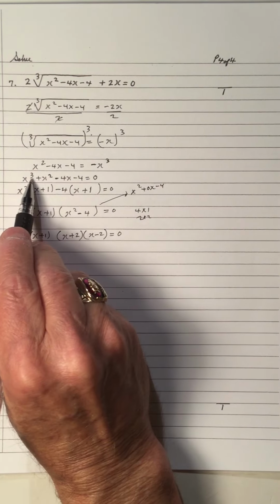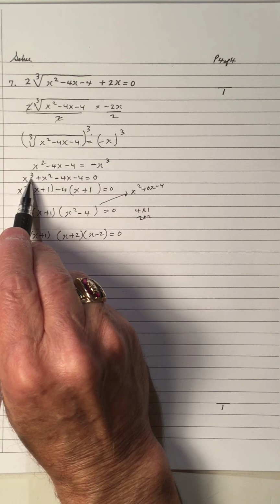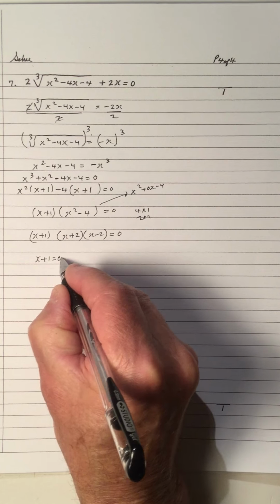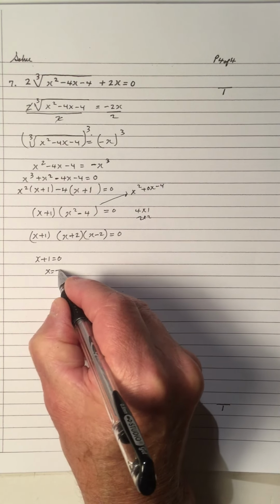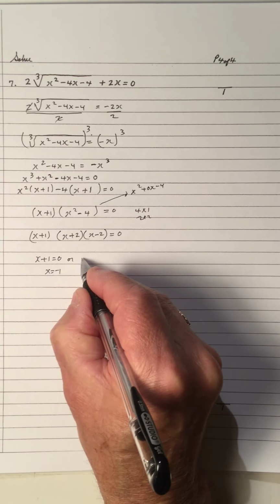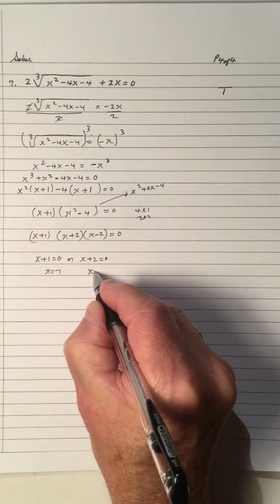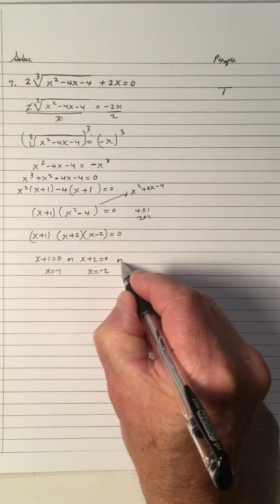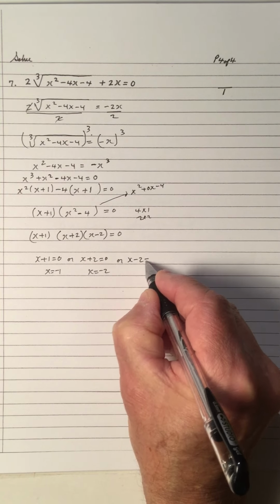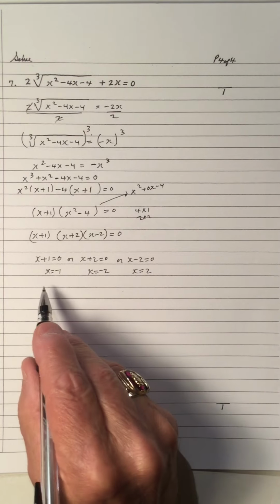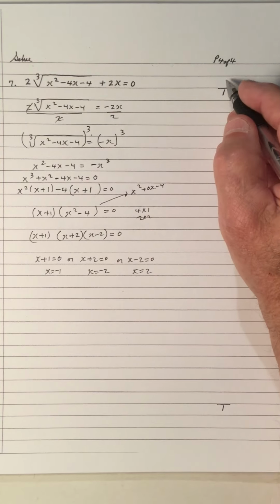Notice this is a cubic, and the cubic has 3 factors. So one of them is x plus 1 equals 0, which is x equals negative 1. The other factor is x plus 2 equals 0, so x equals negative 2. Or x minus 2 equals 0, x equals 2. So if you have all of these factors correctly, give yourself a mark.